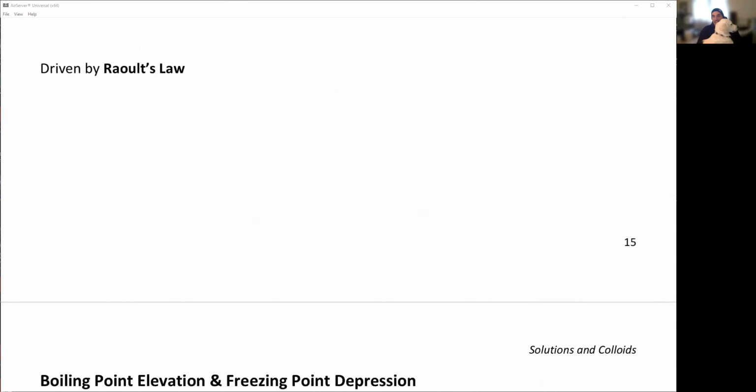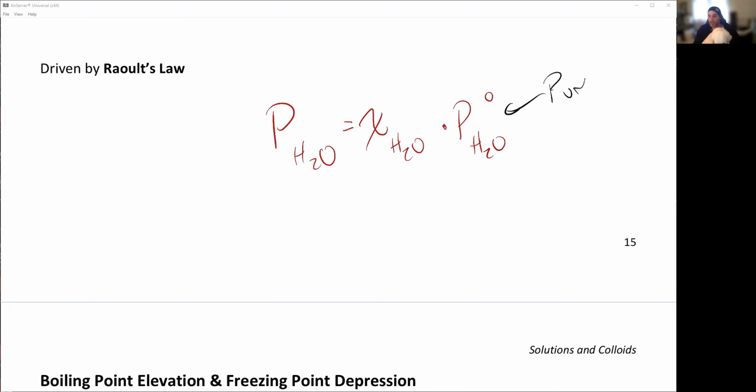This is all driven by the idea of Raoult's law. That's what we use to look at it. So the pressure of, let's say, water, for example, and this is the weird part here, we're actually looking at the pressure of our solvent and not our solute. So the pressure of water is equal to the mole fraction of water times the pure vapor pressure of our water. So that's what that naught is for, the pure vapor pressure. Pure vapor pressure of solvent.